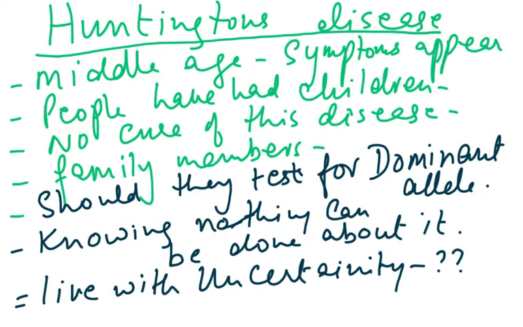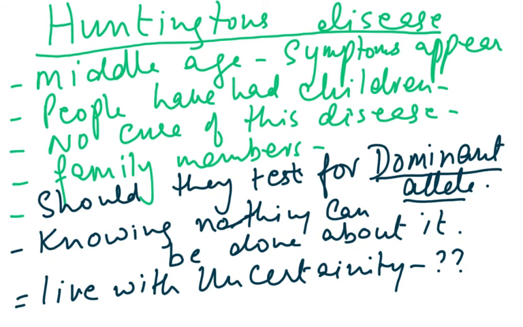Now let's look at a disease called Huntington's disease, and this is caused by a dominant allele. Another problem with it is that the symptoms appear around the age of 40 or 50, between 40 and 50, the middle age. So by this time people have had children, and then there is no cure for this disease.